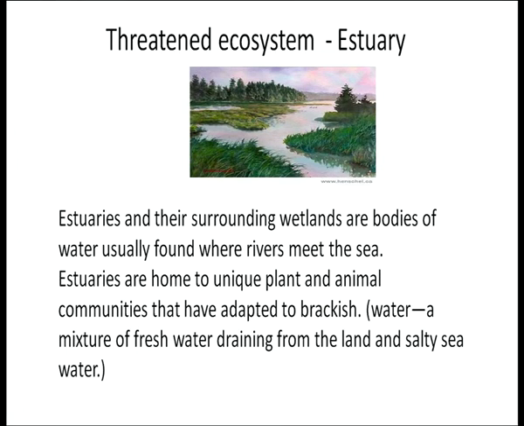Now, estuaries are also a different type of, though quite small, ecosystem of India. Estuaries and the surrounding wetlands are bodies of water usually found where the rivers meet the sea. Estuaries are a home of unique plant and animal communities that are adapted to the brackish water, that is a mixture between the fresh water and the marine water.